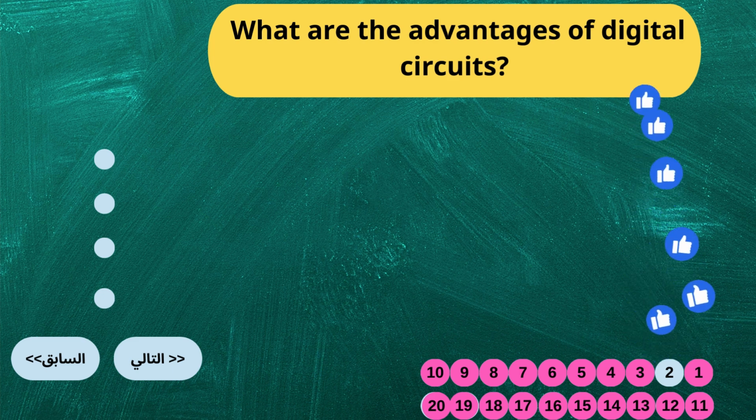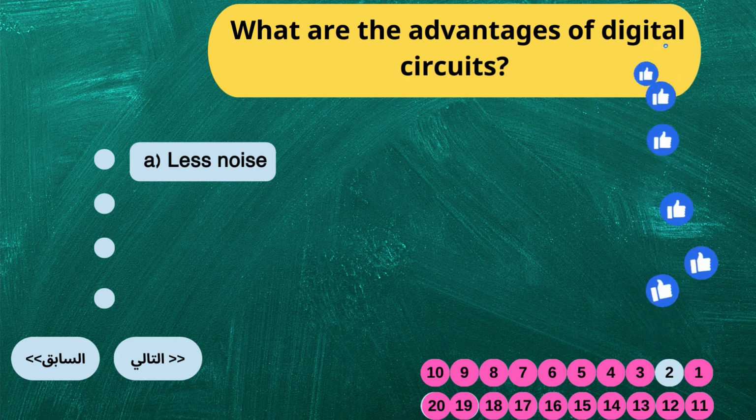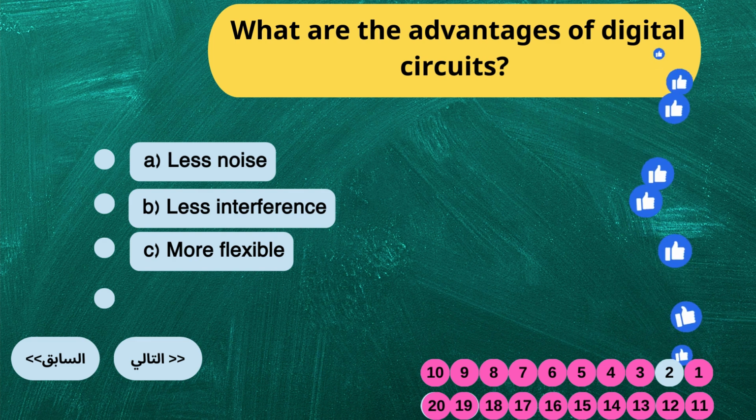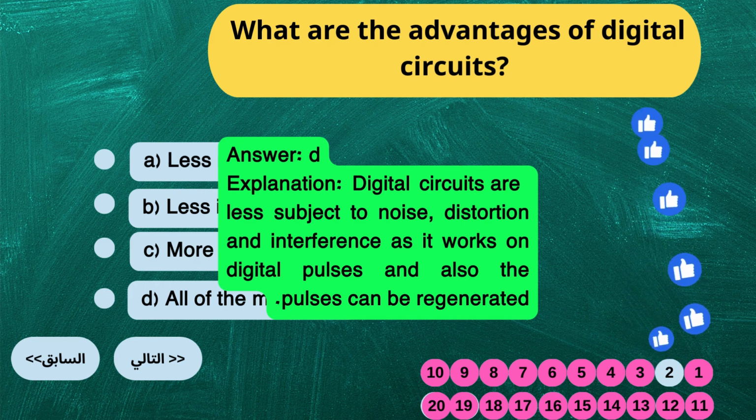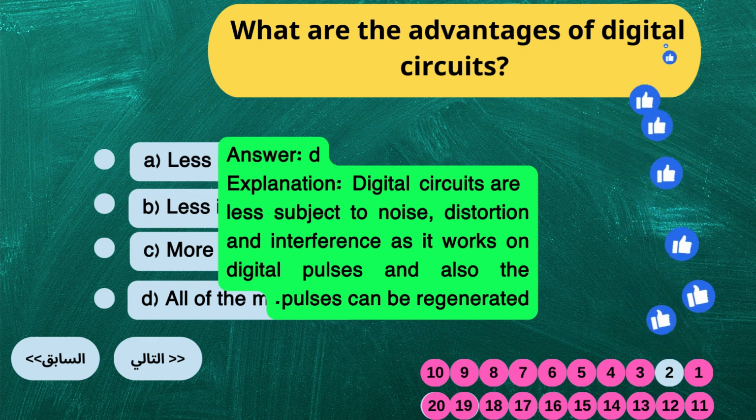What are the advantages of digital circuits? A. Less noise. B. Less interference. C. More flexible. D. All of the mentioned answer. D. Explanation. Digital circuits are less subject to noise, distortion, and interference as it works on digital pulses, and also the pulses can be regenerated.